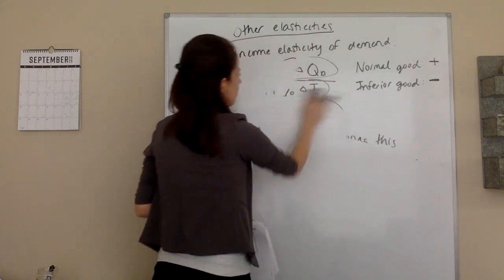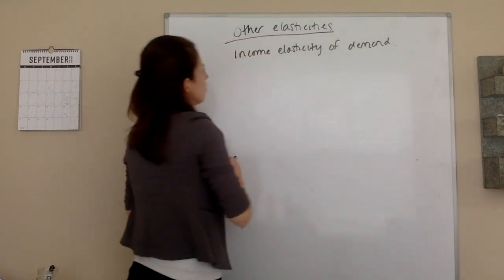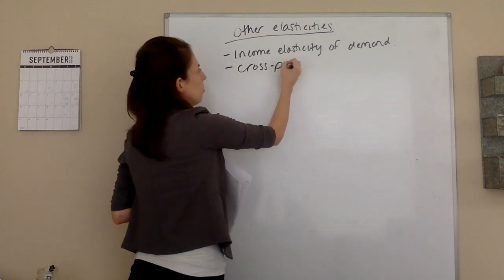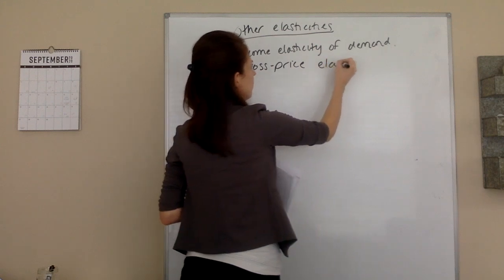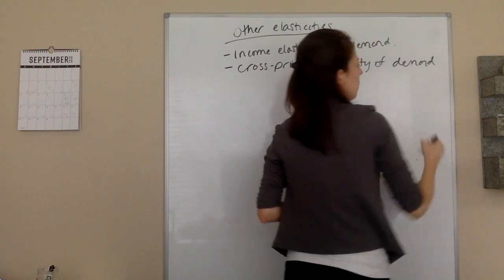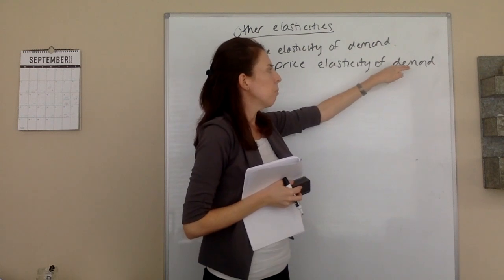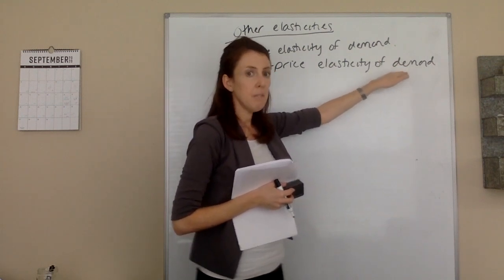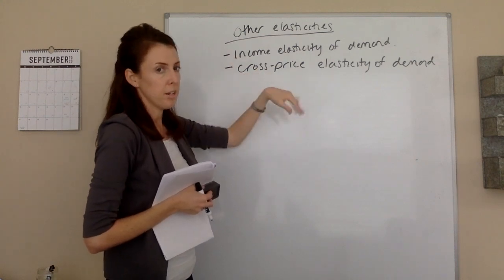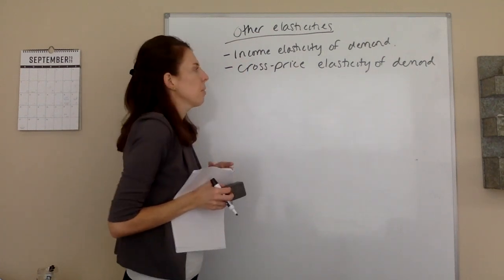Another type of elasticity is a cross-price elasticity. So we have income elasticity of demand. We can also have cross-price elasticity of demand. Okay, so what would this be? This would be a measurement of how much demand changes given a change in the price of some other good that's in another market. So it's the cross price. So a price that's across the aisle of another product.